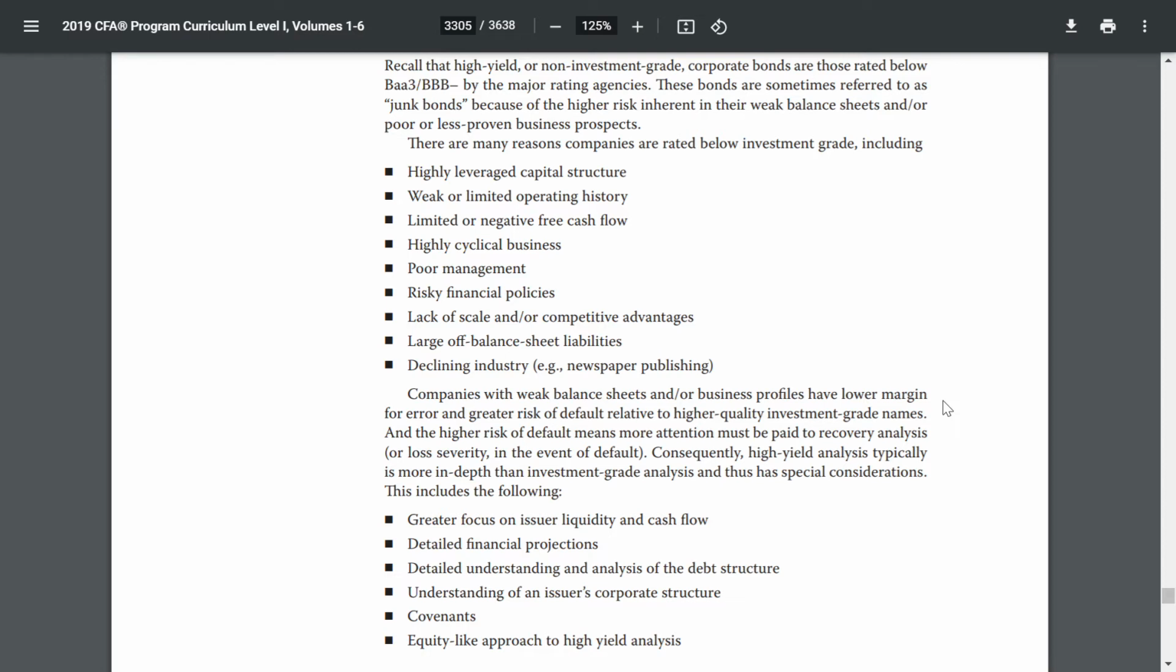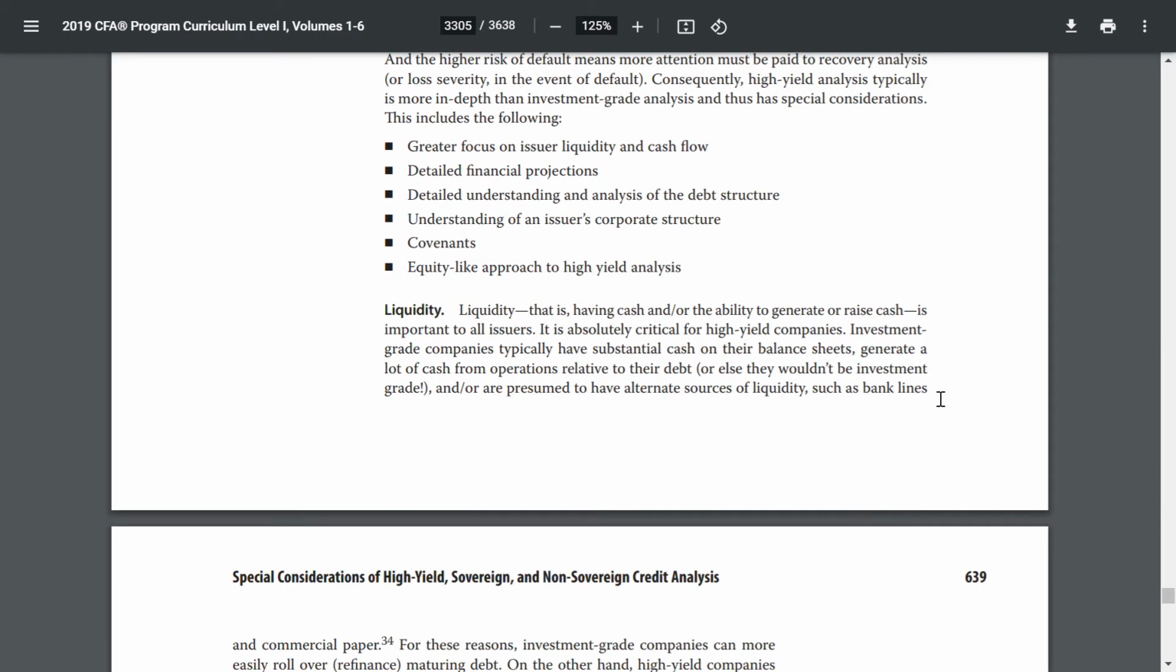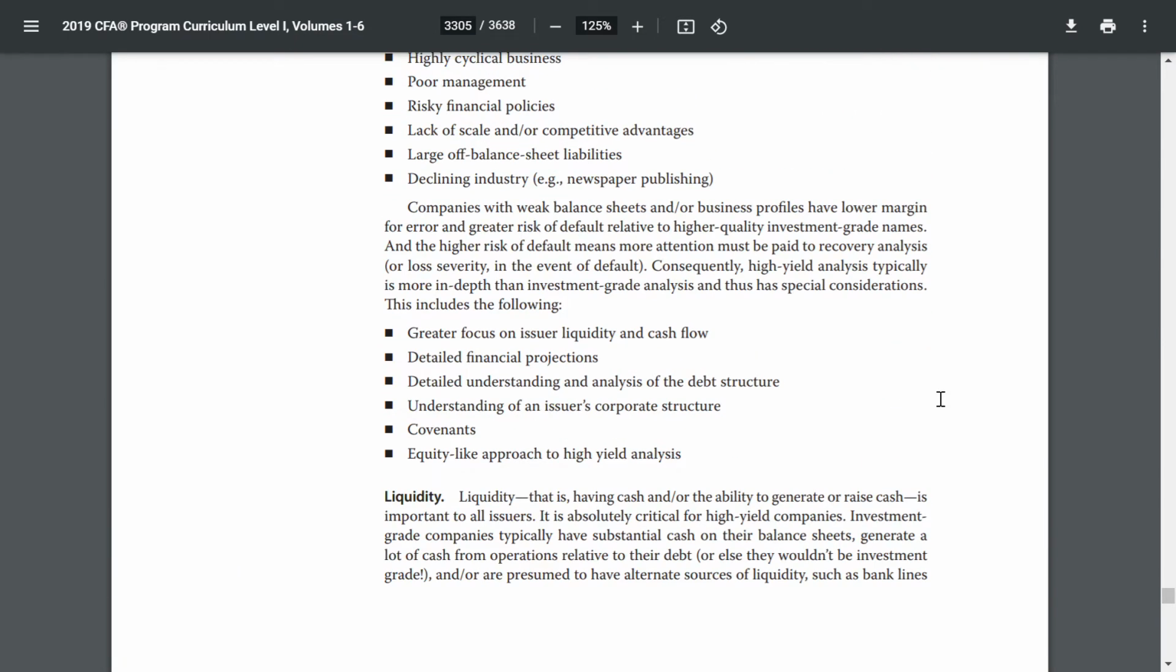There are many reasons companies are rated below investment grade, including higher leverage capital structure, weak or limited operating history, limited or negative free cash flows, highly cyclical businesses, poor management, risky financial policies, lack of scale and or competitive advantages, large off-balance sheet liabilities, and declining industries. Companies with weak balance sheets and or business profiles have lower margins for error and greater risk of default relative to high quality investment grade names. And a higher risk of default means more attention must be paid to recovery analysis.